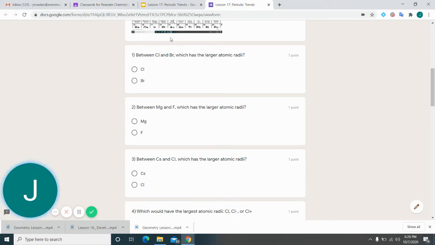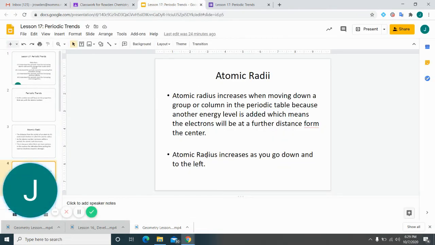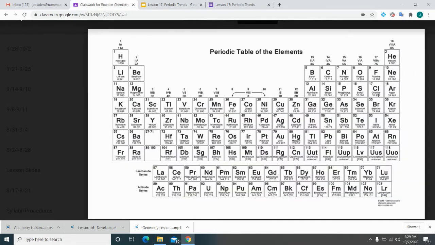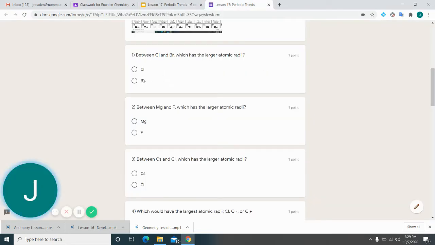All right, number 1, Cl and Br. So just look at where they're at. Here's chlorine, here's bromine. We're doing atomic radii. Remember, what is our trend? It's larger as I go down and to the left. So out of these, they're in the same column, but bromine is lower, and going down makes them larger. So bromine will be your correct answer for that. So this one would be bromine.